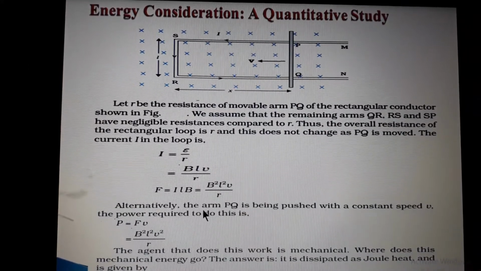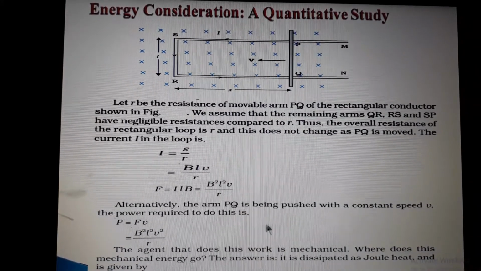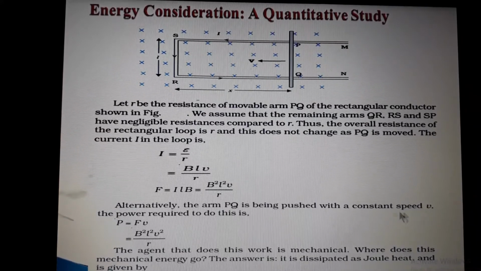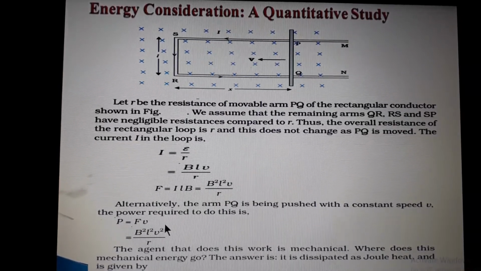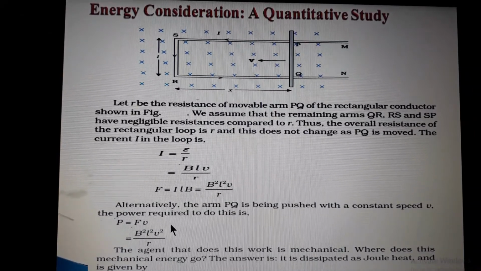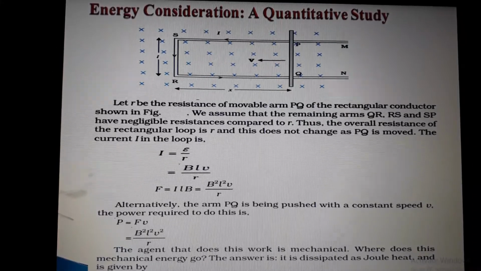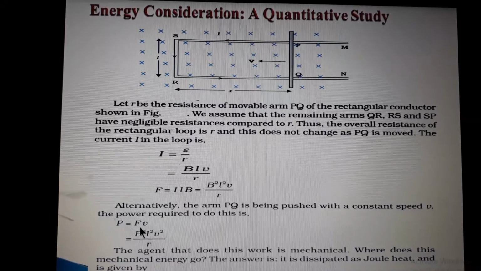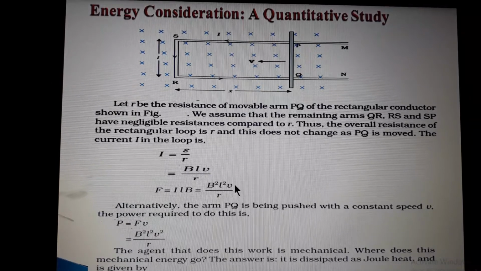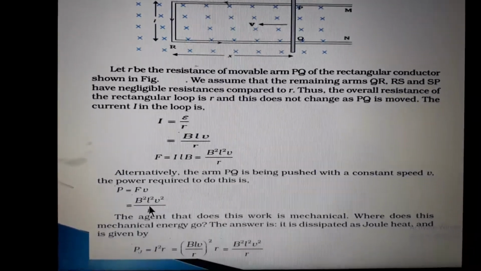Now the arm PQ is being pushed with a constant speed V, that is, PQ is moved with constant speed V to the inner side. At that time power is equal to F into V, where F means force. You know that force F is equal to B square L square V by R. Multiplying by V, power is equal to B square L square V square by R.